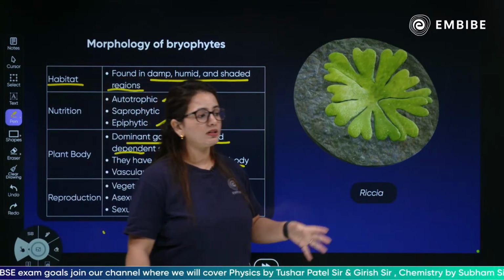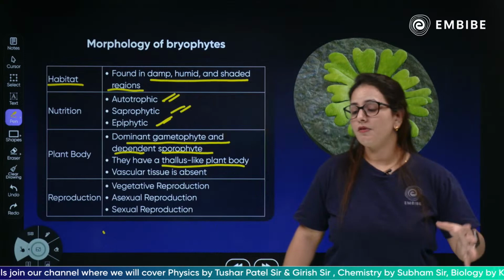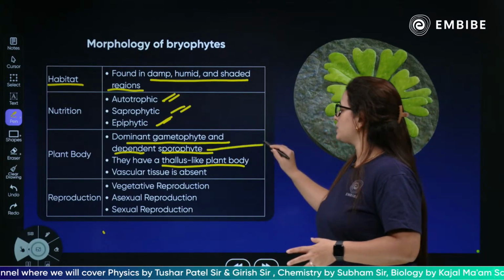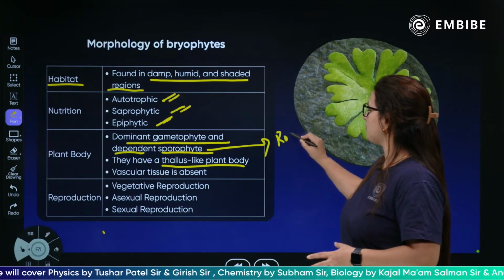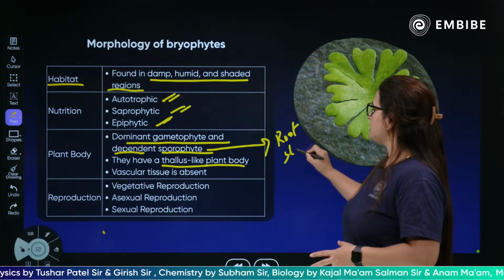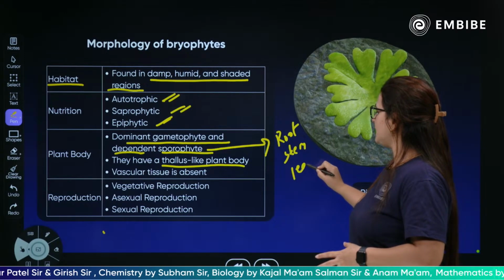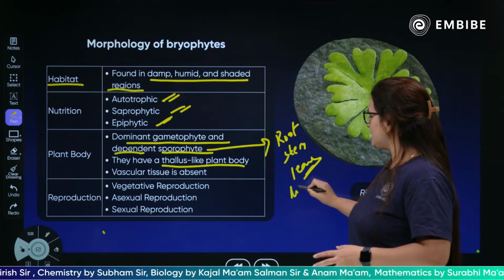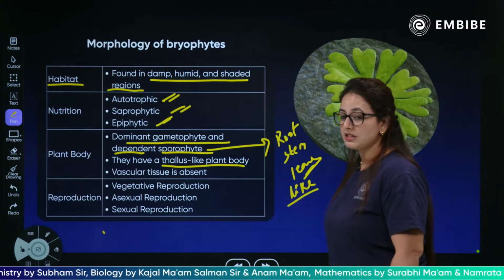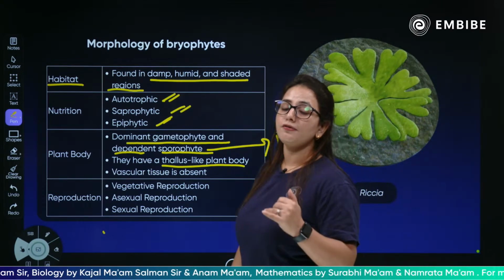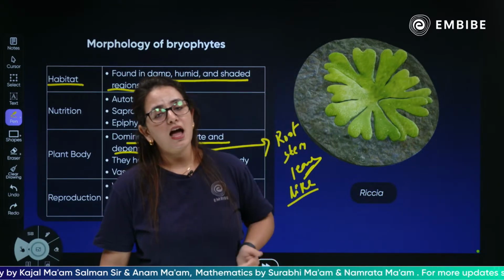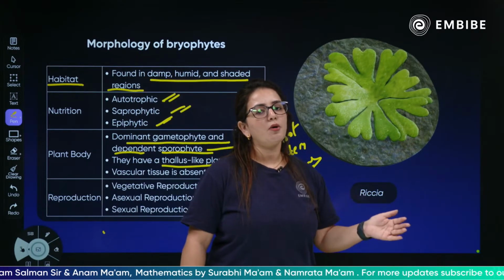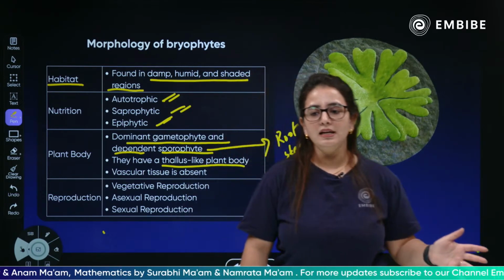Once again, I am telling you about the gametophyte. What is a gametophyte? It produces gametes. Talking about the sporophyte, it is a body differentiated into root, stem and leaf-like structures. Please remember, I am not saying they have true root, stem and leaf structures, because they still have a thallus-like organization. The body is not differentiated into root, stem and leaves.